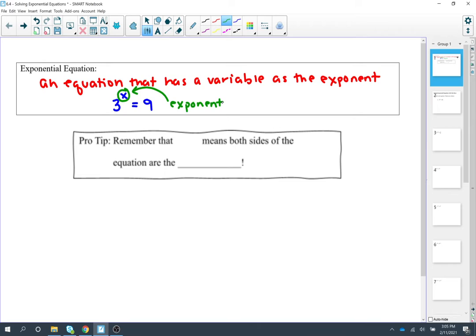So we would be trying to figure out, okay, well, 3 to what power equals 9, and that's an exponential equation. Pro tip, remember that equals means that both sides of the equation are the same. So whatever number you put in for x or y or whatever your variable is, it has to make the two sides of the equation the same exact thing.